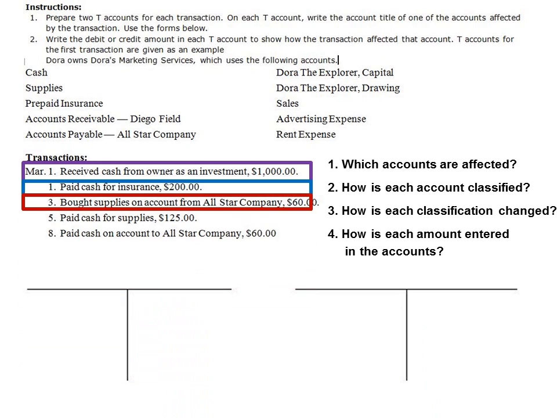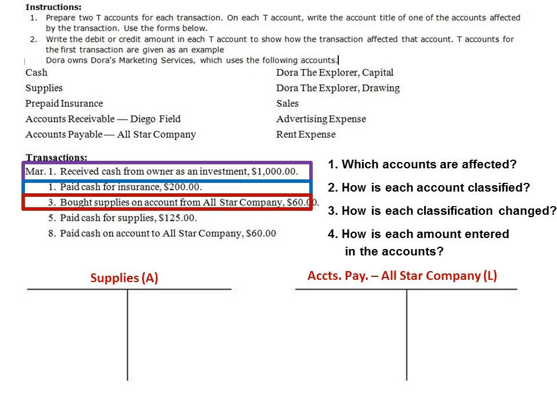Bought supplies on account from All-Star Company. So we bought supplies. So what are my 2 accounts going to be? Well, my first account is going to be supplies, which is my asset account, because it says right there, I bought supplies. So supplies is going to be my account. On account. Remember, I bought something that I'm going to have a bill that I need to pay them later. So that means it's going to be an accounts payable account to All-Star Company, which is a liability. I'm not paying them yet, but I'm going to pay them in the future. So I have a liability.